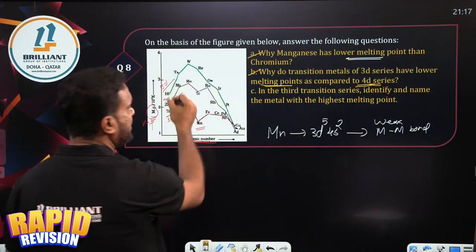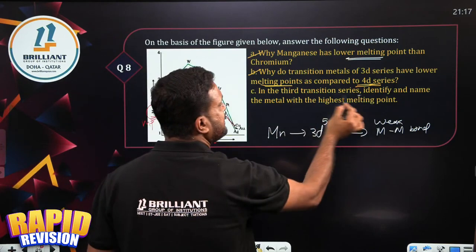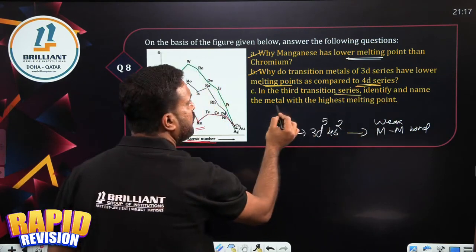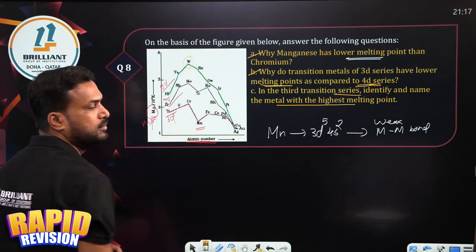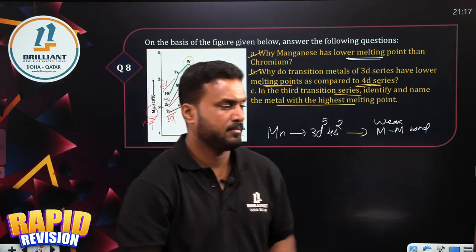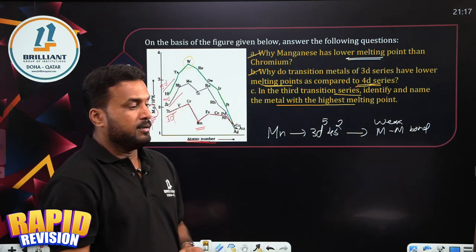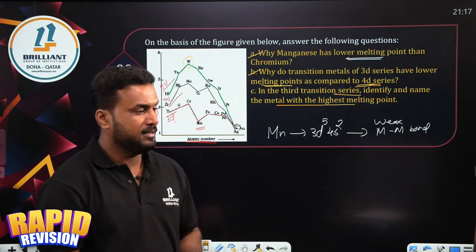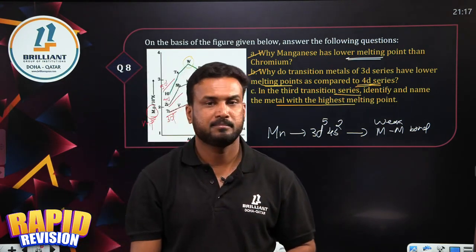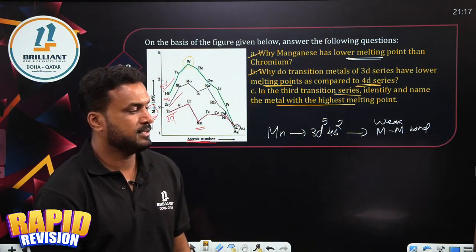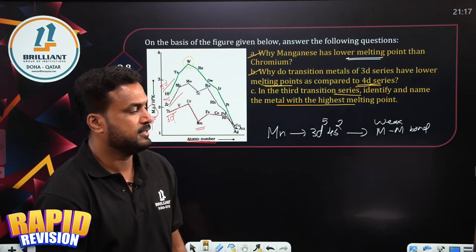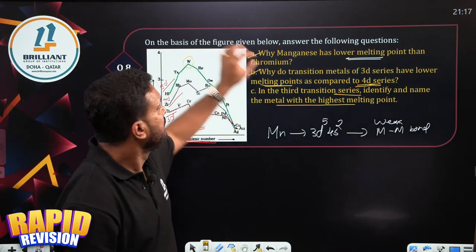That is the graph given. In the third transition series, identify the name of the metal which has the highest melting point. That is this one. Which one? W. Which is the element W? Hello, all of you are there, I think. Send your answer. What is W? Yes, tungsten. Good, good. Alvin, tungsten. Alan, Joseph. Yes, W is tungsten.